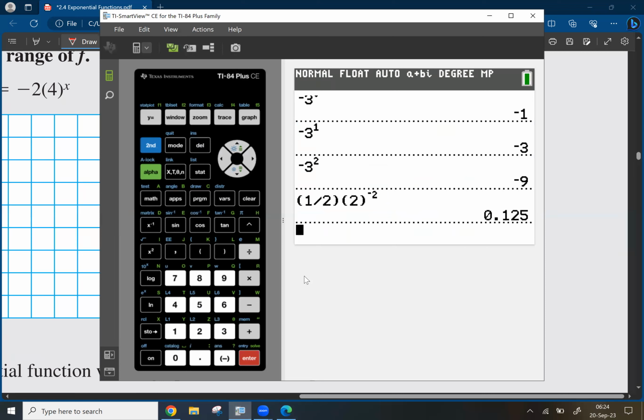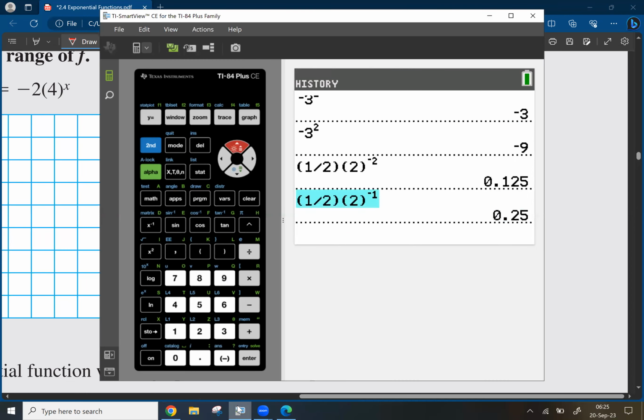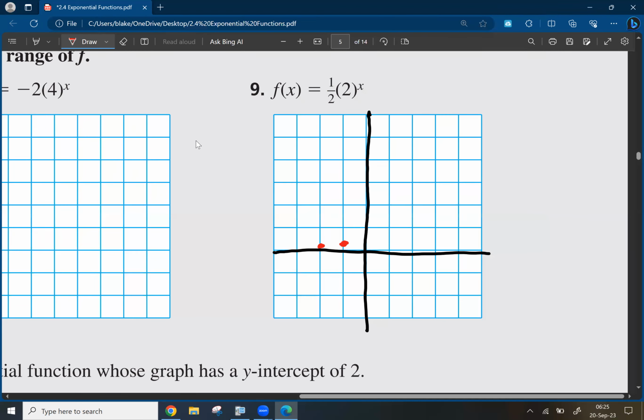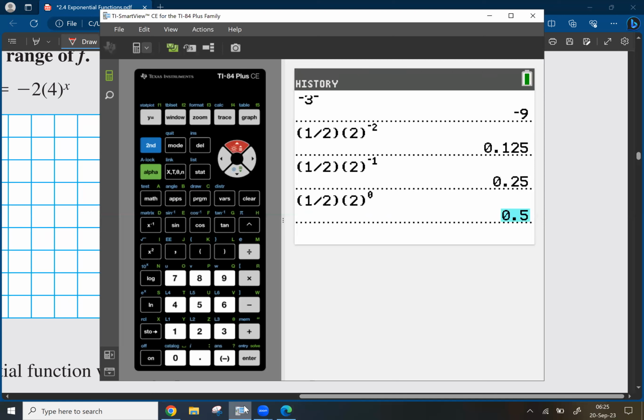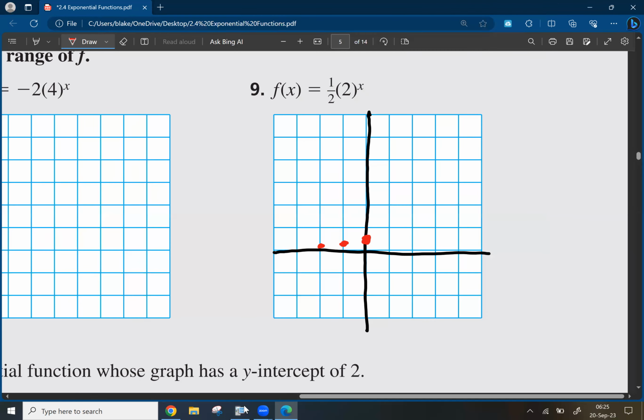If I plug in negative 1, I'm just going to copy this and replace this with a negative 1. I get 0.25. So right about there. If I plug in 0, again, I'll copy this and I'll change this out for a 0. Then I've got 0.5, so 0, 0.5. If I plug in 1, I should have 1 as an outcome, I believe. I do. So I plugged in 1, got out 1. That's going to be this point.